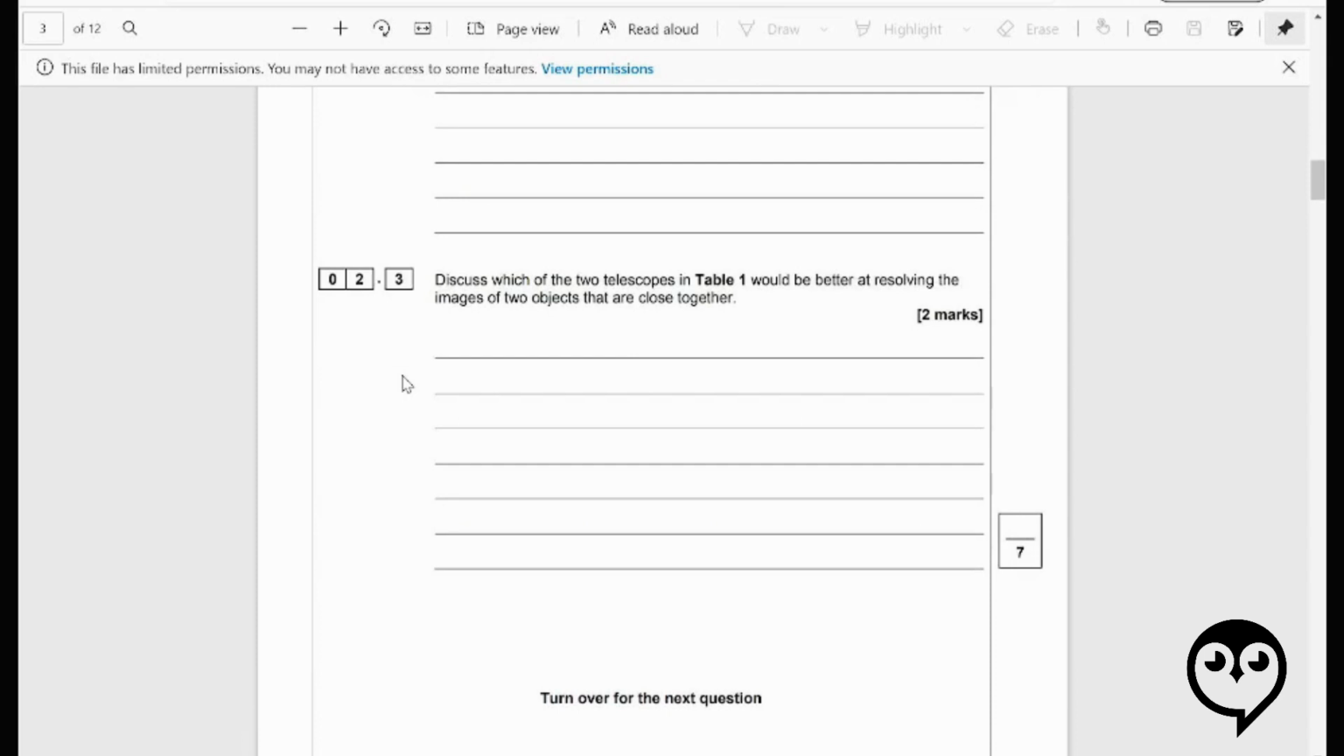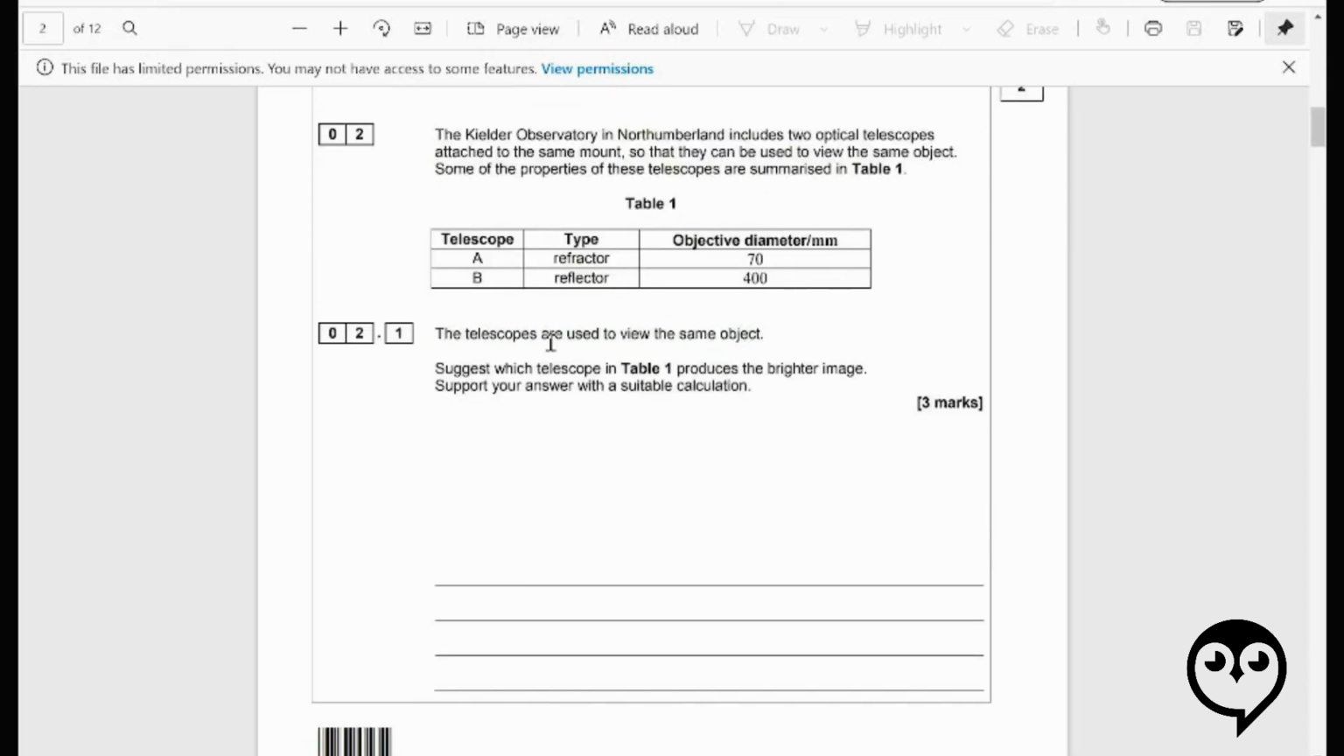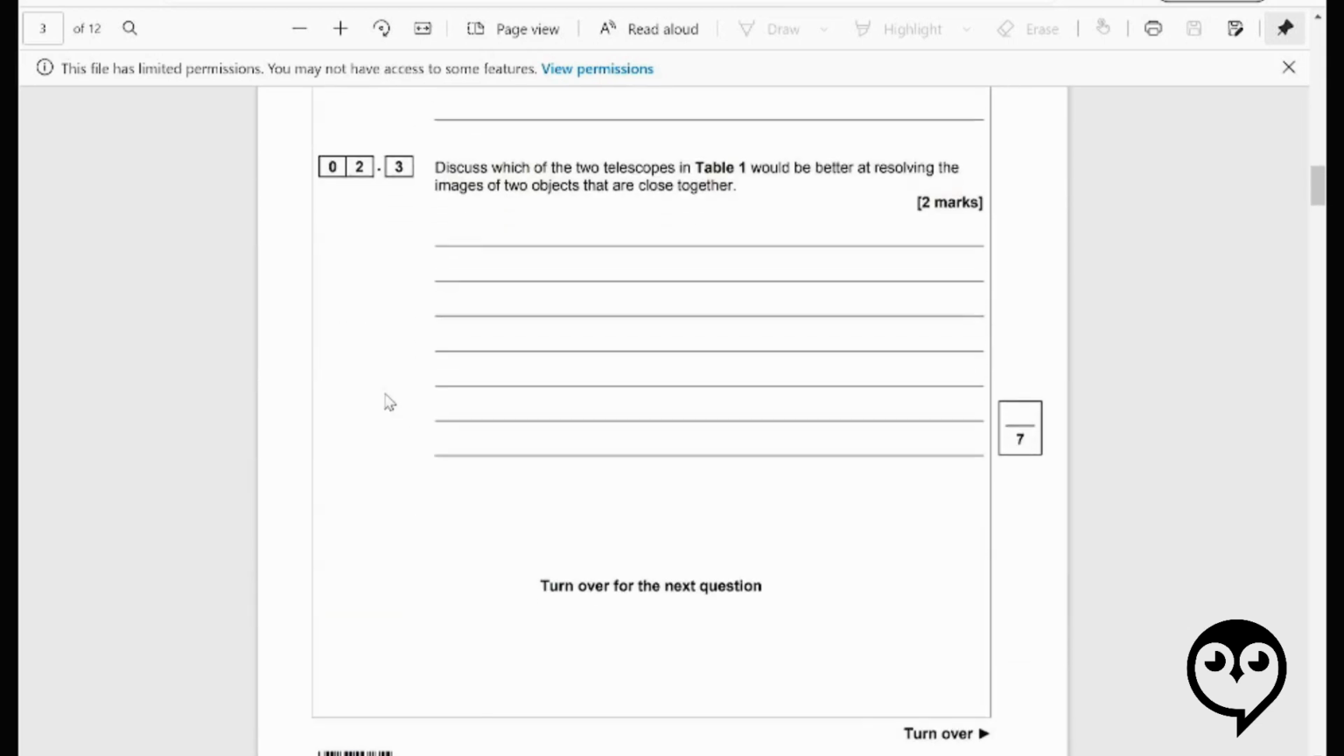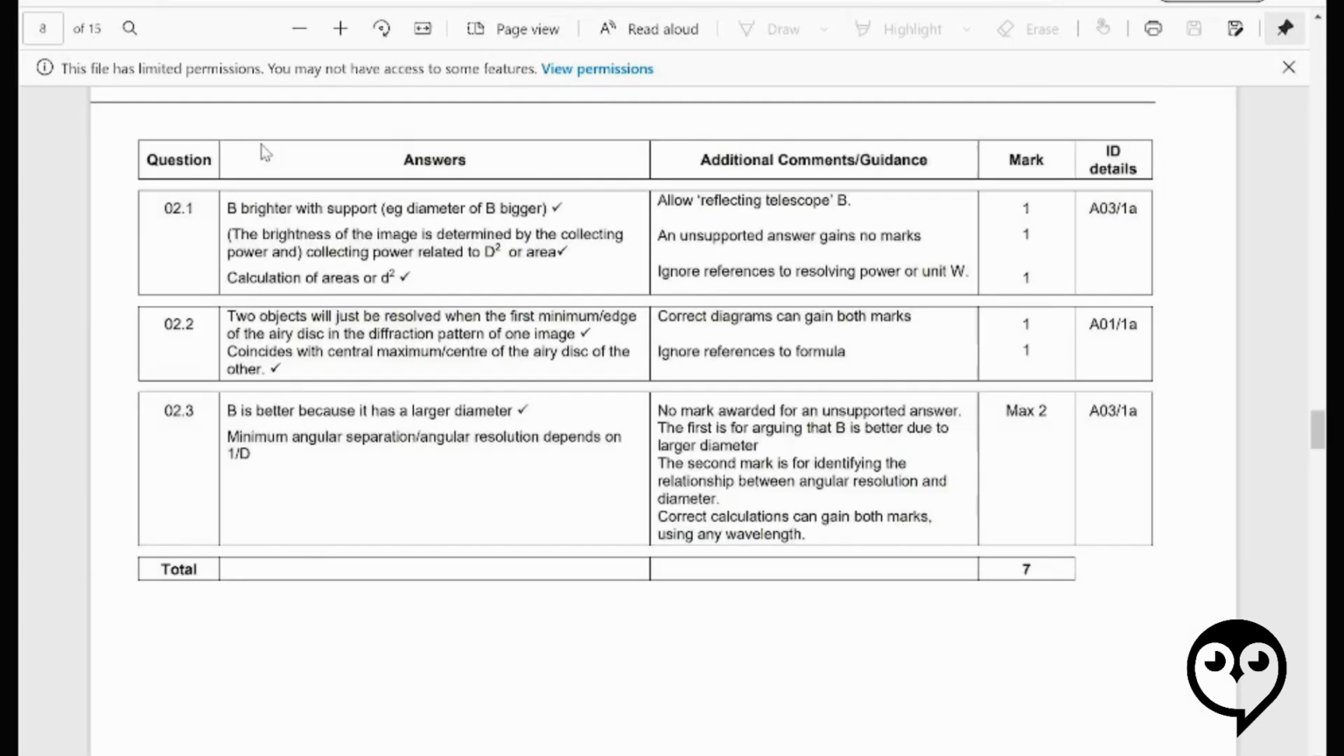Discuss which of the 2 telescopes would be better at resolving the images of 2 objects that are close together. I'm not sure if we're just assuming that the wavelength's the same for both, but I think we clearly see there's a proportionality: it's 1/d. If you have a larger diameter and you divide by that, you have a much, much smaller angle of resolution, and therefore you should get a better resolution. What would they say here? B is better because it has a larger diameter. The minimum angular separation or angular resolution depends on 1/d.